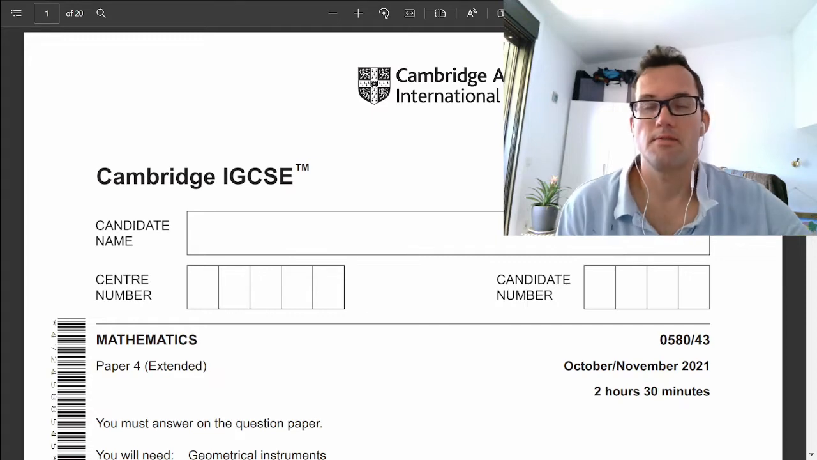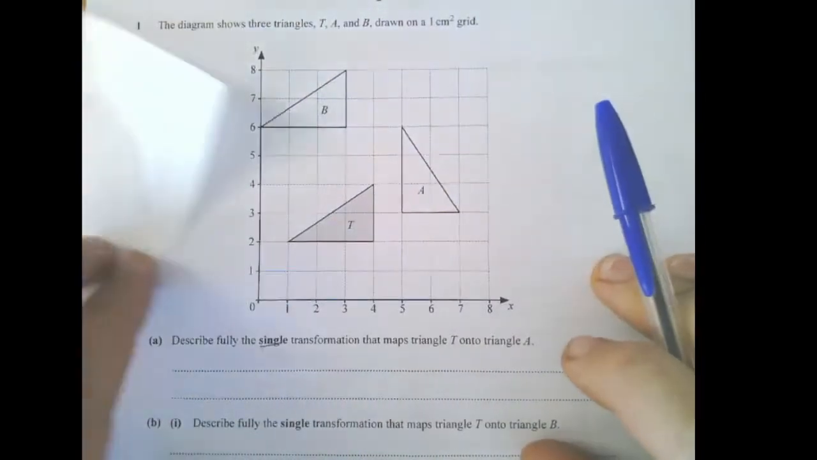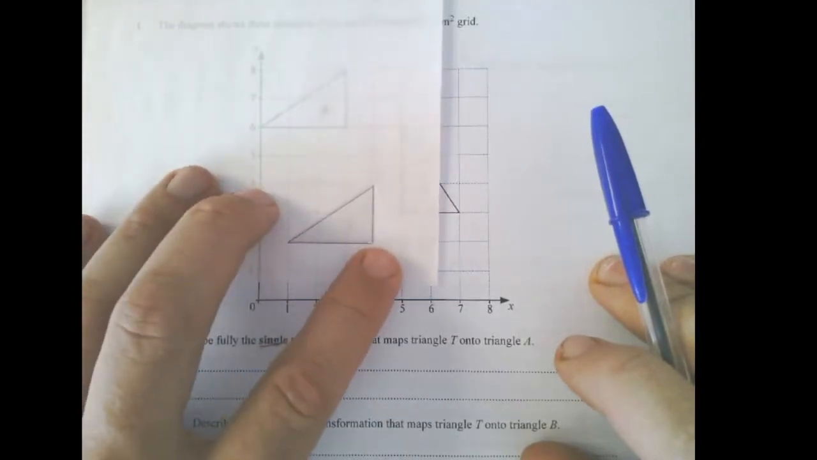Let's have fun. Question 1a, describe fully this single, only one, transformation that maps triangle T onto triangle A. So get your tracing paper, ask for it in the exam. Here we go. All right.